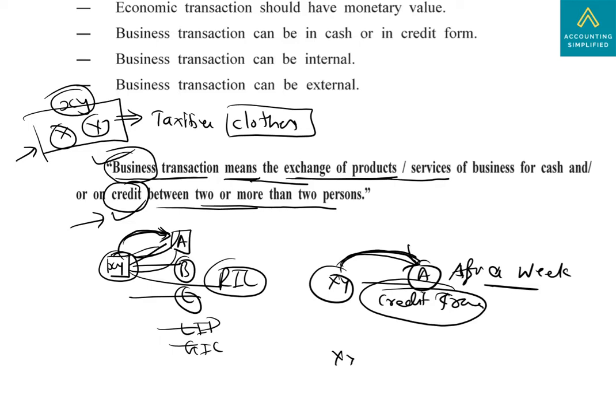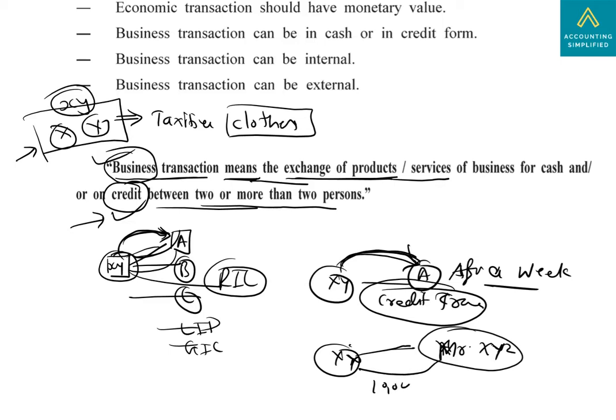And suppose we are the X and Y firm, and somebody, Mr. XYZ, has come and says, give me the goods. We said, no, give us the cash. Okay, sir, I'm giving you 10,000 cash. Now give me the clothes or the goods. So when we exchange like this, it is considered a cash transaction. And this is the beginning of writing accounts, right? The first step of the process of accounting is this kind of transaction.